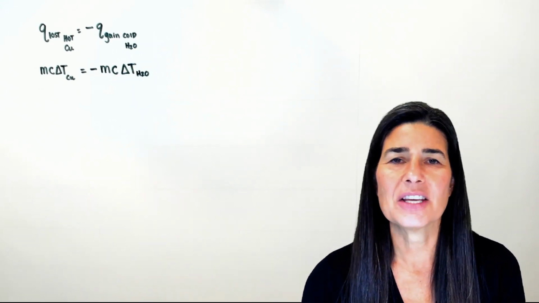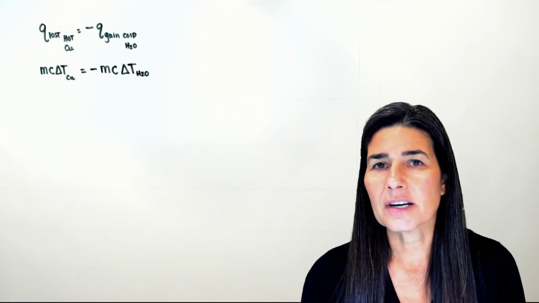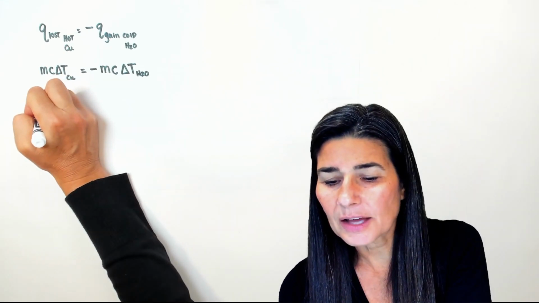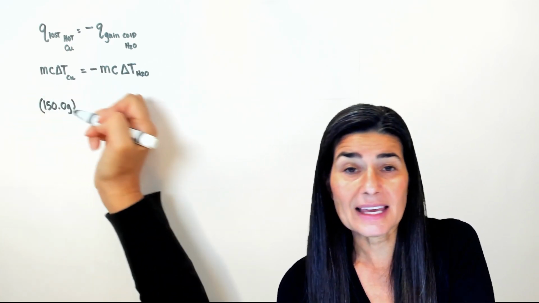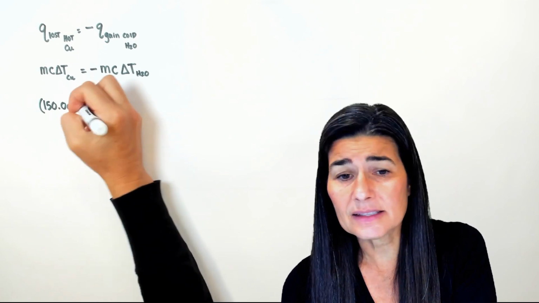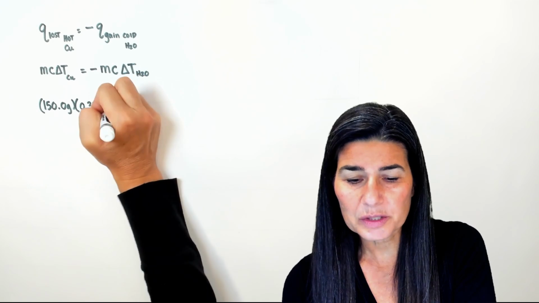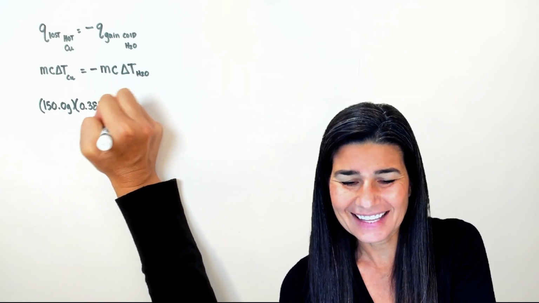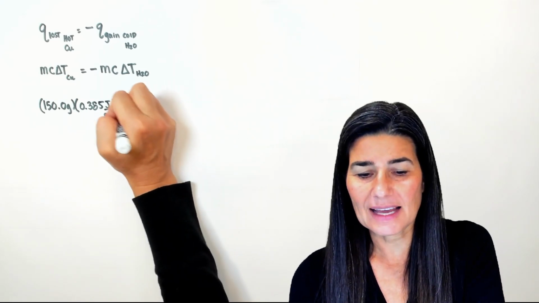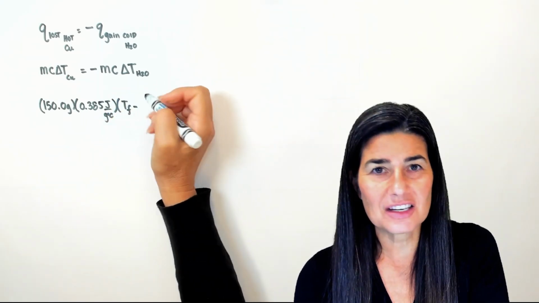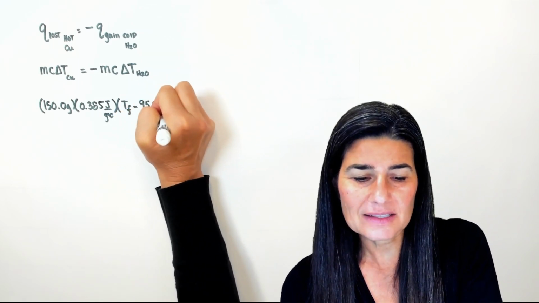All right, now we need to put in our values. So let's start off by using the mass of our copper. The copper was 150.0 grams. The specific heat of the copper, they gave that to us. That was 0.385 joules per gram degrees C. The temperature change here is always final minus initial. So I'm going to say T final minus the initial temperature of that copper, which was 95.0 degrees Celsius.